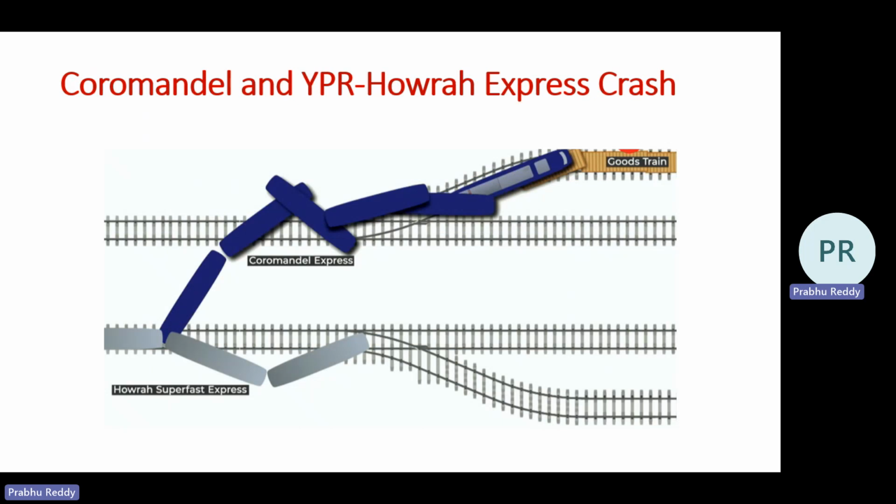I hope you understood the concept and what exactly happened with respect to the Coromandel and Yeshwantpur-Howrah Express crash. I expect some suggestions on how these lines have to be implemented, and how interlocking systems can be improved to avoid such accidents, incidents or crashes. Because India is a very crowded country, such solutions are required.